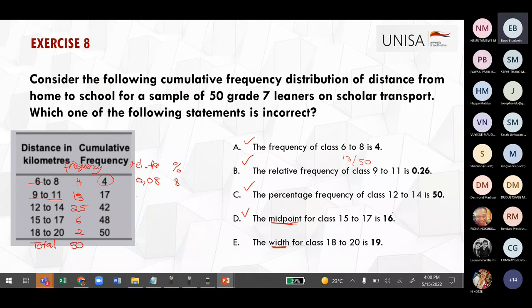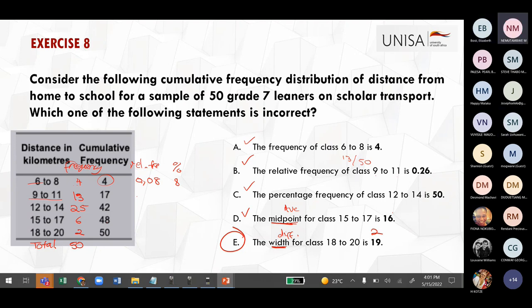And then the width is the distance. That is the difference. So the midpoint is the average between the two, and the width is the difference, which means you're going to subtract. So to calculate the width, 20 minus 18 is 2. So this value should be equal to 2. Therefore, that is the incorrect value.